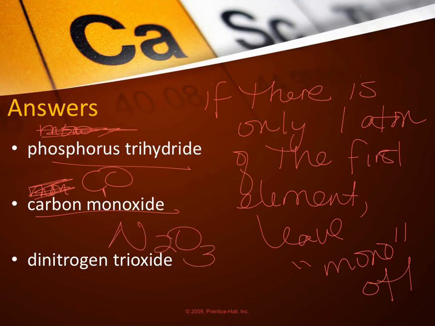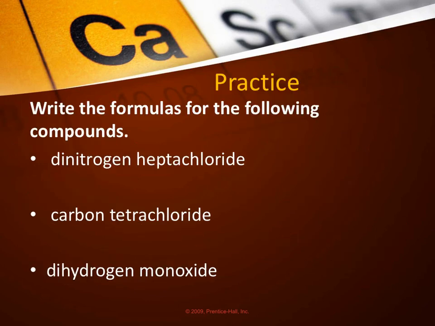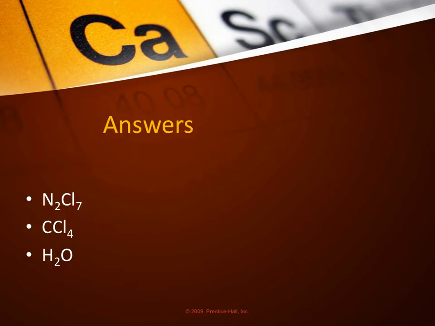Dinitrogen trioxide. Almost done. It's been a long video. So going the other direction, if you're given the name, can you write the formula? Again, I think these are so much easier than ionic. You just have to make sure you memorize the prefixes. So go ahead and make sure you can name these on your own, and the answers will be on the next and last slide. And here are the answers.